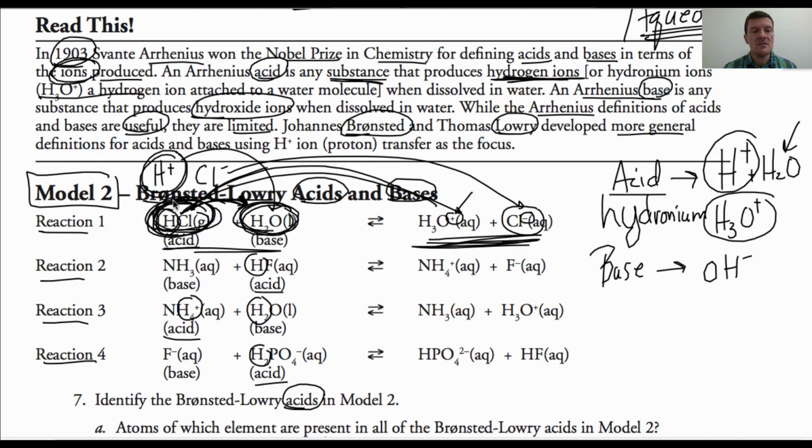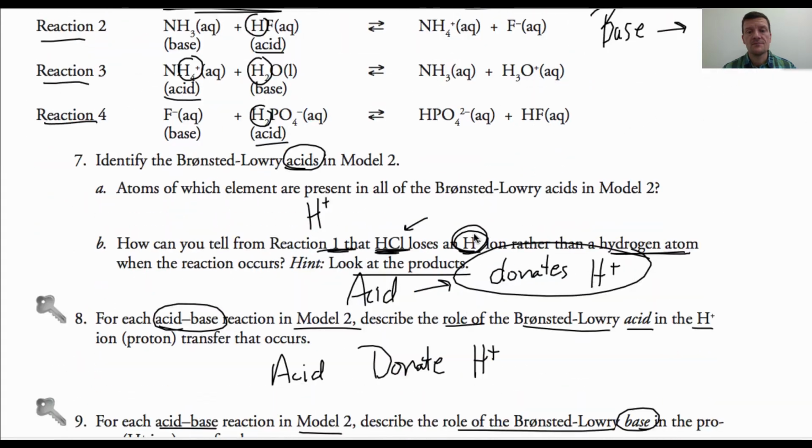The HCl, in order to create these products right here, how did these products get formed? Well, the H from the HCl went to the water to form the H3O plus. And the Cl negative is left behind because the H was given to the base, which is the water. So the acid donates the H plus to the water, which is acting as the base, receiving that, forming the hydronium, leaving the Cl negative ion by itself.